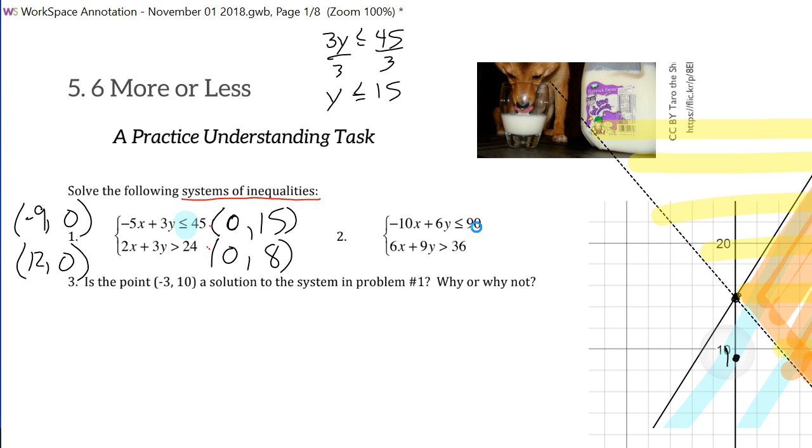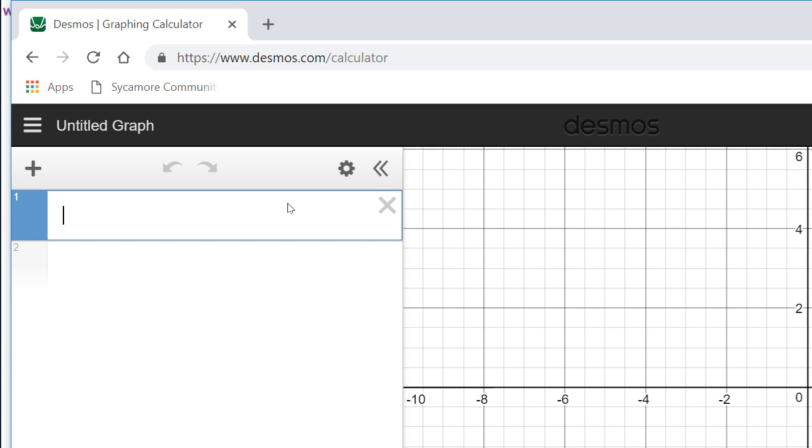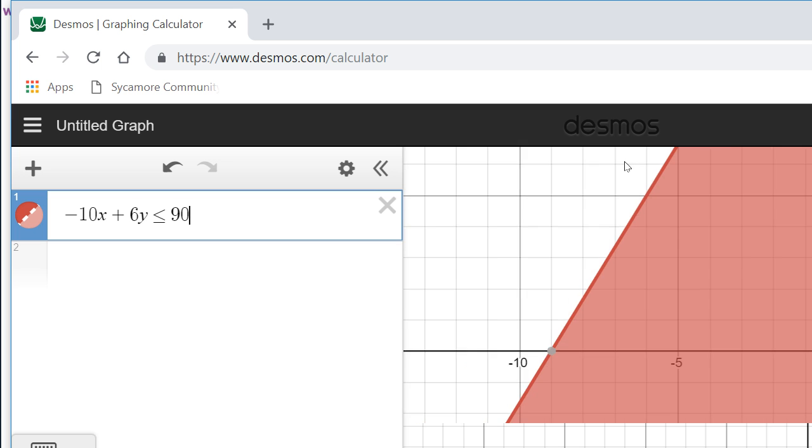So let me pull up Desmos. Okay, so we're going to graph this system of equations on Desmos. So I went to desmos.com and clicked graph. I got a toggle here for a little bit. Negative 10x plus 6y is less than or equal to 90. Click down here to get your less than or equal to 90. And notice we got a shaded graph.